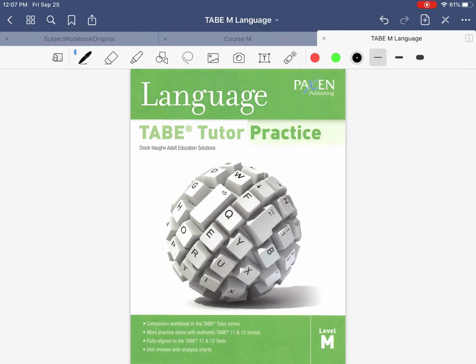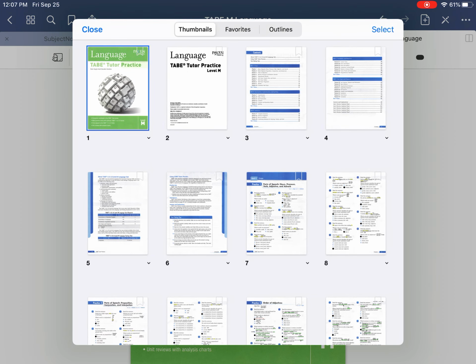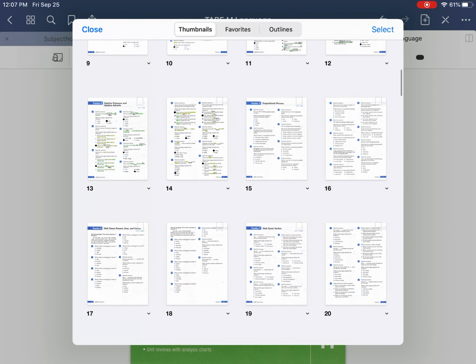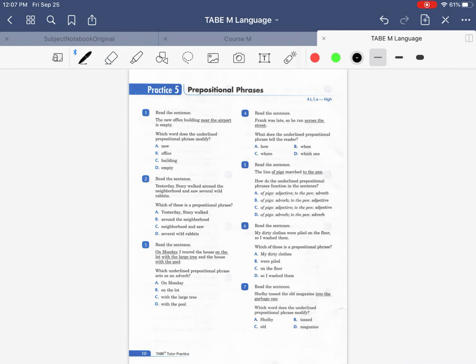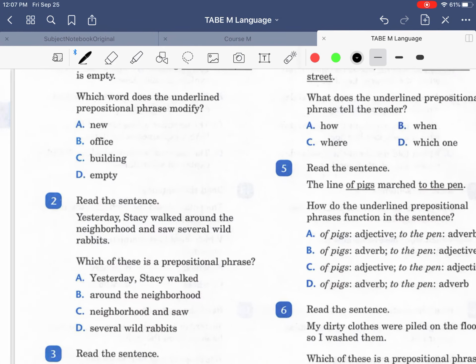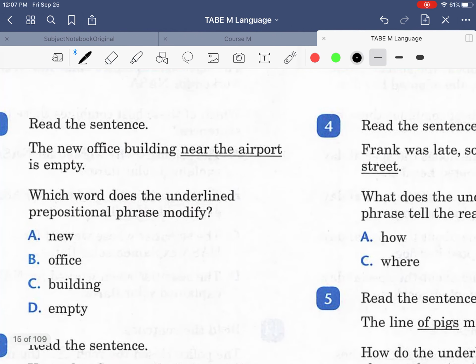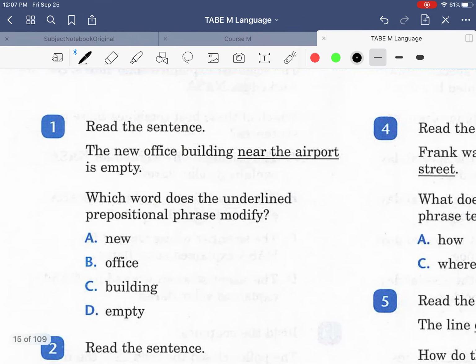In this video, we're going to be talking about prepositional phrases, and this lesson begins on page 10 of your workbook. So if you turn to page 10, you will see prepositional phrases. If you haven't watched the instructional video, or you haven't been to class with your teacher on this topic, you need to do that first so that you will understand what we're talking about here. This is the practice page.